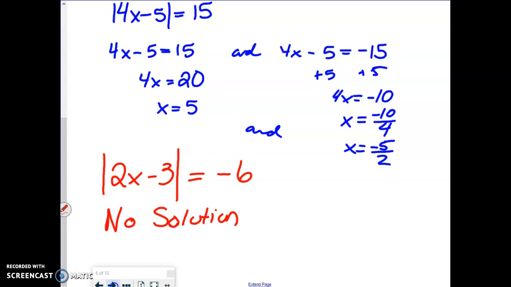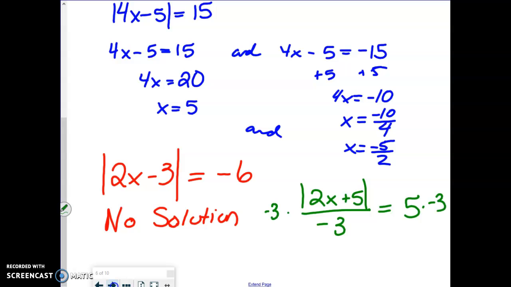Be careful because sometimes it starts out where it's like the absolute value of 2x plus 5 divided by negative 3 is equal to 5. Okay? And you're like, oh, well, that's not equal to a negative. But when I undo this dividing by negative 3 and I multiply both sides by negative 3, now I have the absolute value of 2x plus 5 is equal to a negative 15. And that's no solution. I can't break that up.